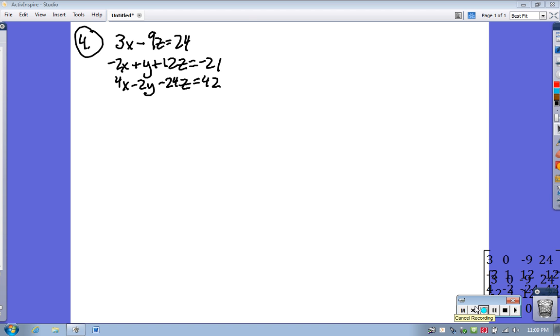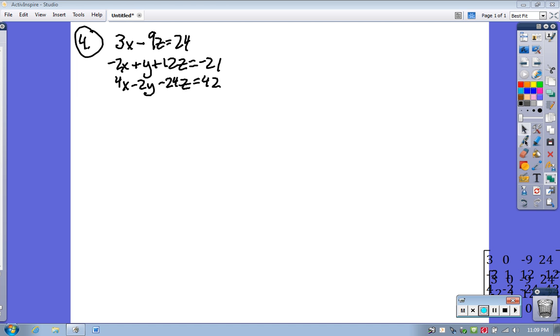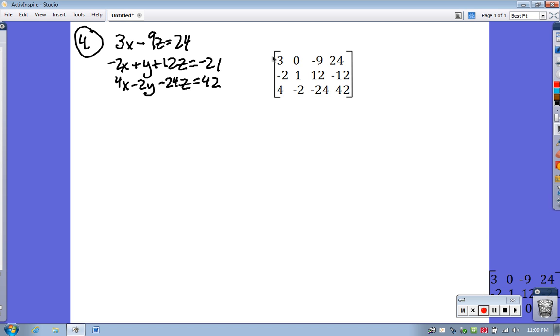This is Math 141, practice test number 3, problem number 4. I'm supposed to solve this system. So I'm going to use my calculator for it. You can do it by hand if you'd like. So I'm going to turn it into a matrix.